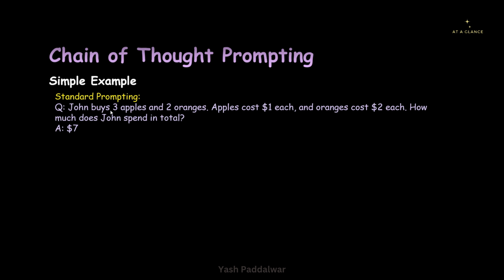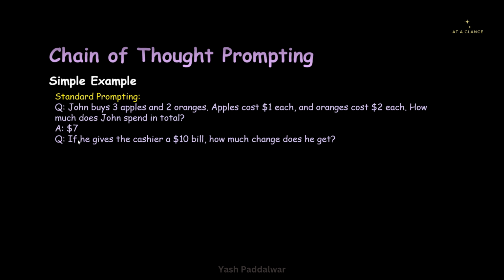Obviously, if John buys 3 apples and 2 oranges, 3 apples at $1 each means $3, and 2 oranges at $2 each means $4. So $4 plus $3 collectively forms $7. So $7 is the answer. Now I'll put one more question. This question is for the LLM to generate the answer. Here we are not going to provide the answer for it.